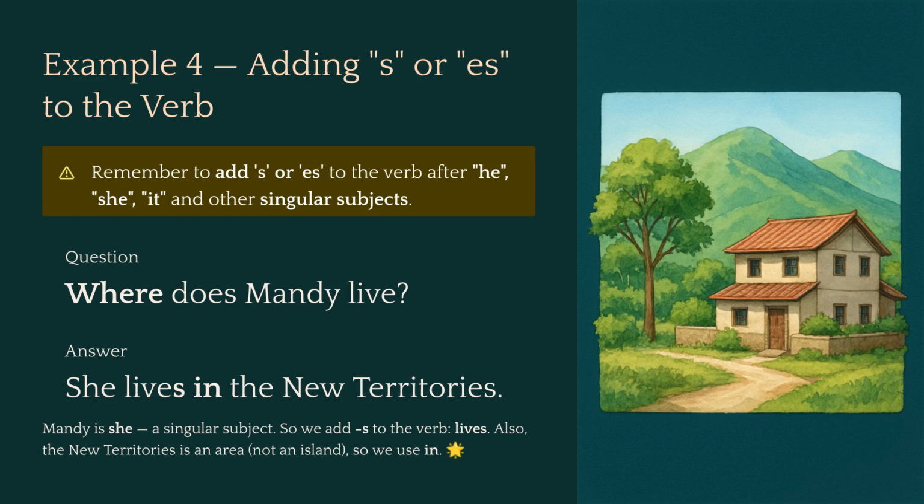Example 4. Adding s or es. After he, she, and it, we add s or es to the verb. Question: where does Mandy live? Answer: she lives in the New Territories. Mandy is she, so we say lives. The New Territories is an area, so we use in.